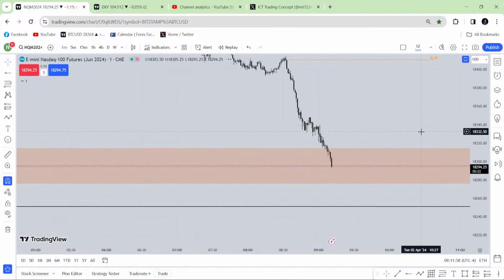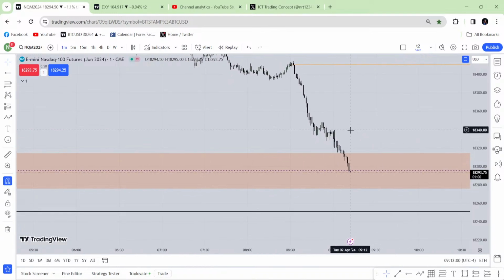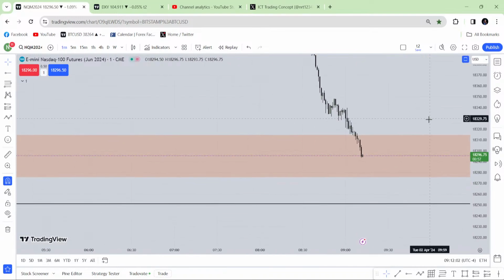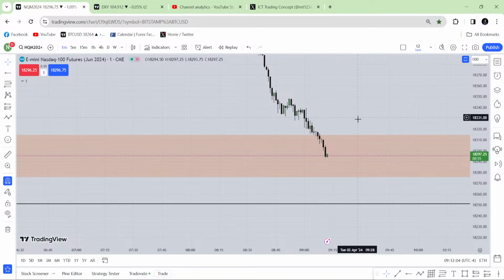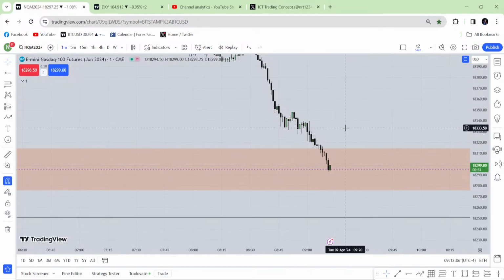Okay, I am now regretting that I put my stop loss at break even. If I hadn't done that, I would have taken near about $1,000 profit. But it's okay, I will try.